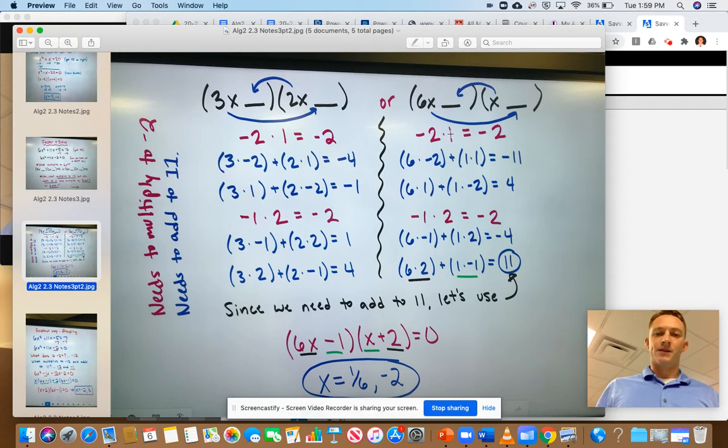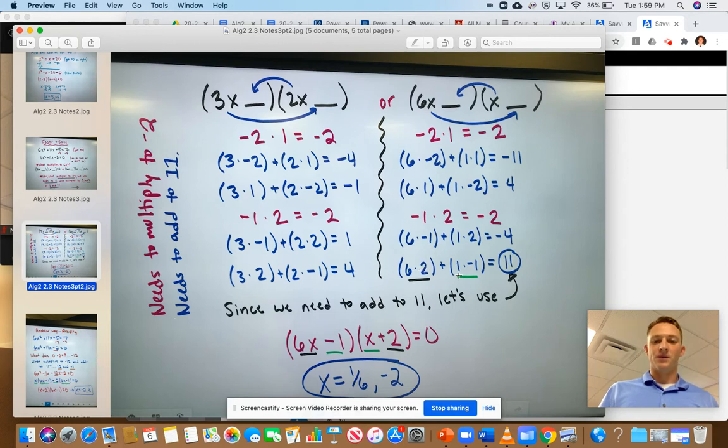So 6 times 1 and 1 times negative 2. 6 times 1 plus 1 times negative 2, that's 4. Also not what we're looking for. Coming down to the end of it here. End of our possibilities. 6 times negative 1, 1 times 2, right there, that's negative 4, not it. Let's switch them around. Let's take 6 times 2, and 1 times negative 1 right there. That equals 11. That's what we're looking for.